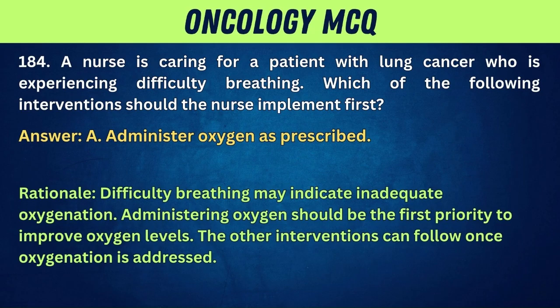Rationale. Difficulty breathing may indicate inadequate oxygenation. Administering oxygen should be the first priority to improve oxygen levels. The other interventions can follow once oxygenation is addressed.